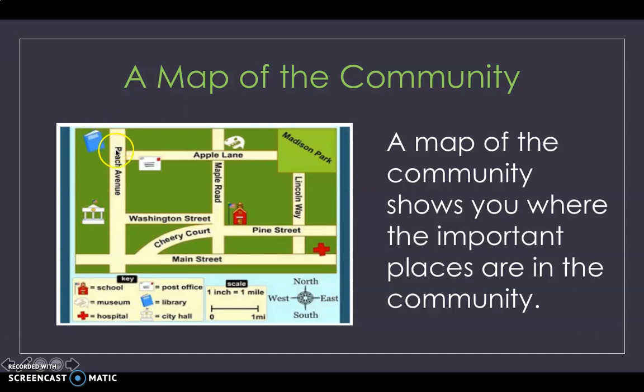And as you can see in a community map, we have the roads. The roads go up and down and left and right. And we can tell directions of how to go from one place to another using this compass rose. So, for example, if I was at the school and I wanted to go to the museum here, which direction would I go? Oh, I would go north or up, and I'd get to the museum. Good job. So this is a map of a community. What's another type of map?